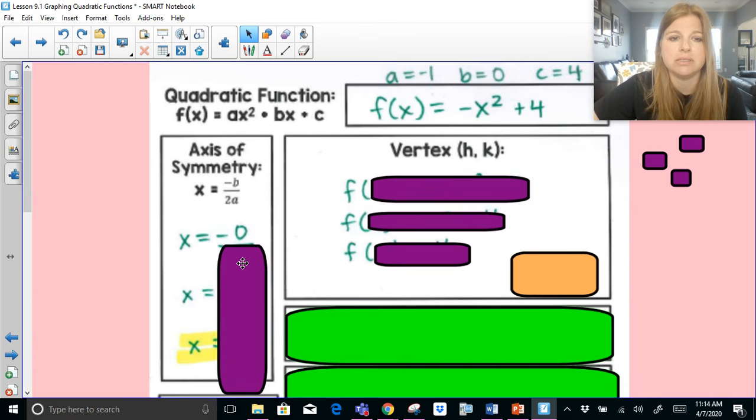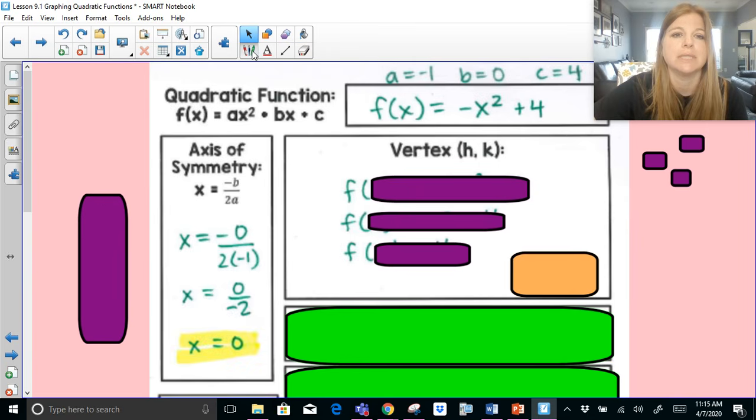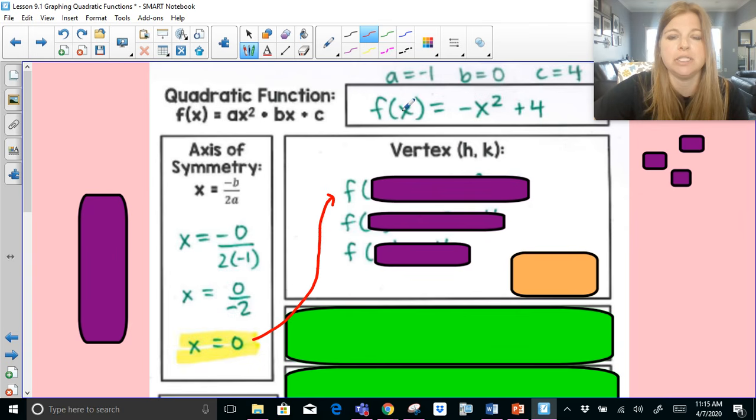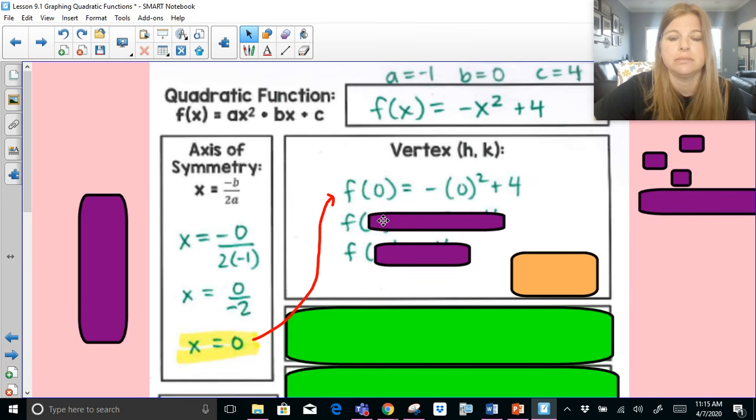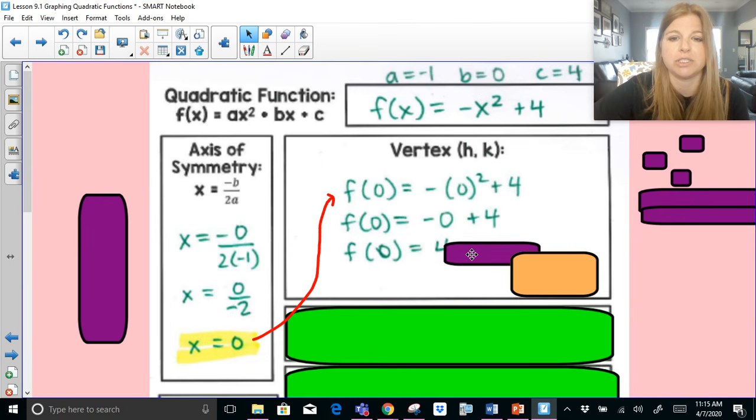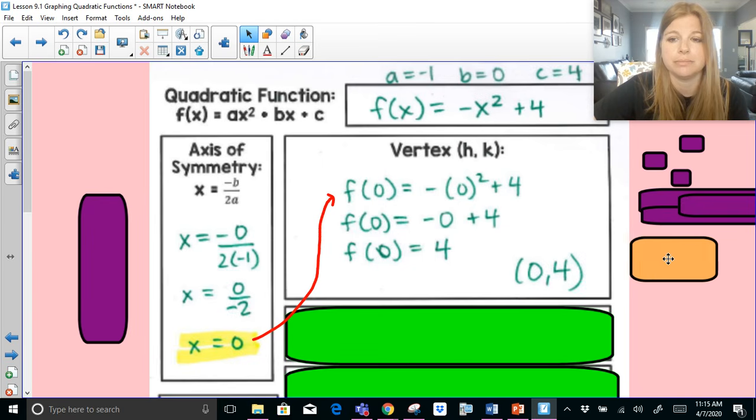So negative 0 over 2 times negative 1. Anytime 0 is the numerator, what's the answer going to be? 0. I take that. I plug it now into my function. Everywhere I see an x, I now get to plug in a 0. So now f of 0 is equal to 0 squared is just 0. So it's negative 0, which we know is going to be 0. And negative 0 plus 4 is just 4. So here's my vertex, 0, 4.